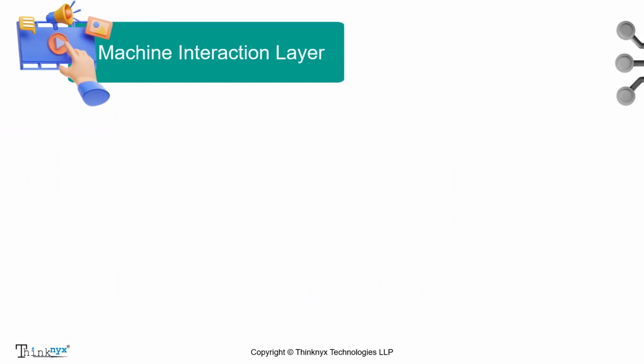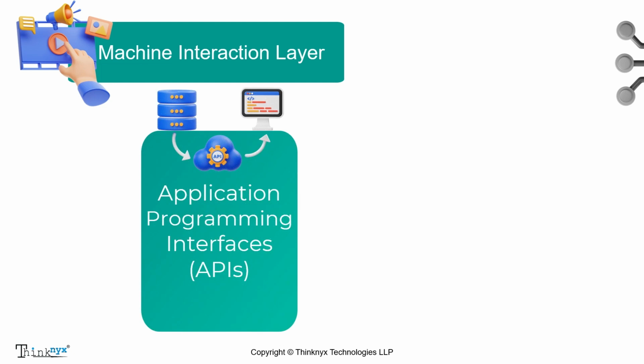Within the machine interaction layer, AWS provides two powerful tools for developers: AWS APIs and SDKs. AWS APIs serve as essential tools for machine interaction, enabling developers to programmatically control AWS services. They provide a seamless way to initiate machine learning tasks, manage infrastructure, and access various AWS services, providing flexibility in developing and deploying machine learning solutions.